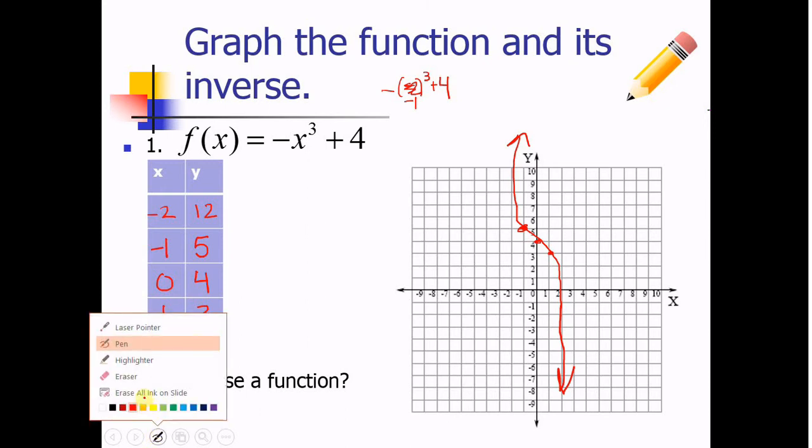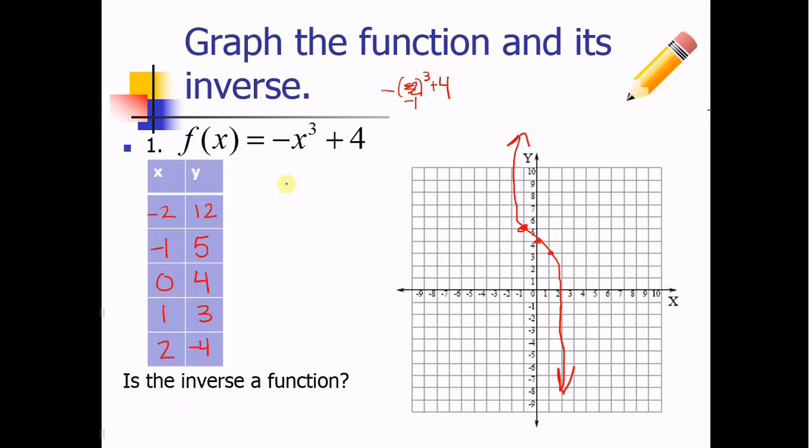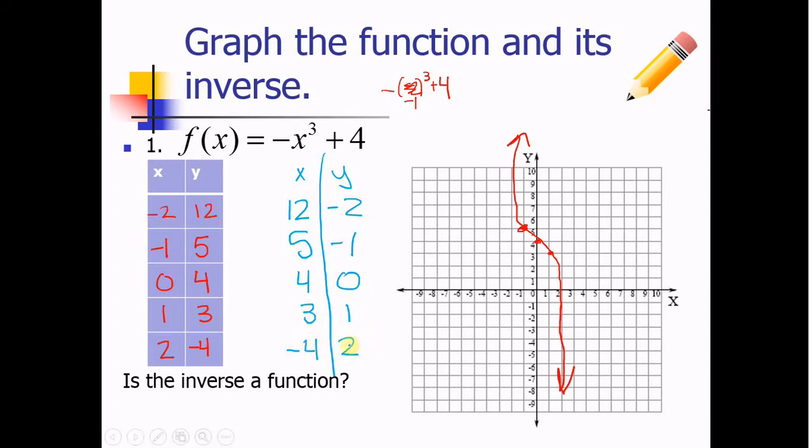So I'm going to write my new points. I have a point of 12, -2. This is my x, and this is my y. 5, -1. Notice how I'm just flip-flopping my x and y around. 4, 0, 3, 1, and -4, 2. So now let's graph those points. Let's see what this looks like.